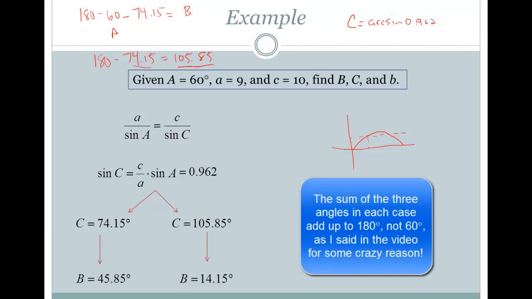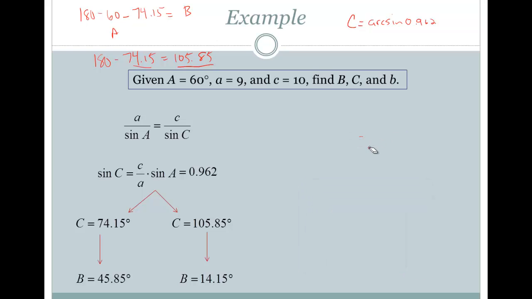So we have to make sure that we're checking when we just have one angle and two sides. That's a situation where we have to check for the ambiguous case. Let's finish this problem up because we're going to have two different values for side b. I can use my Law of Sines to solve for the length of side b. But again, remember that I'm going to have two possible answers because I have two possible B angles.